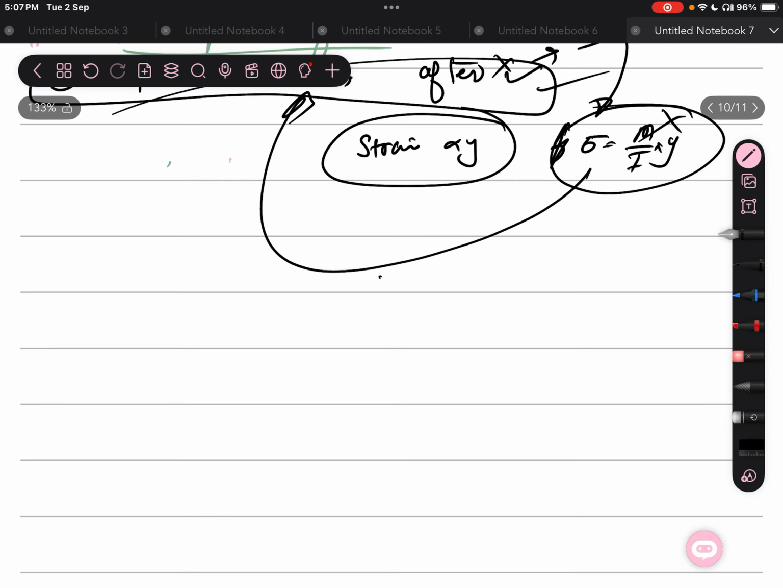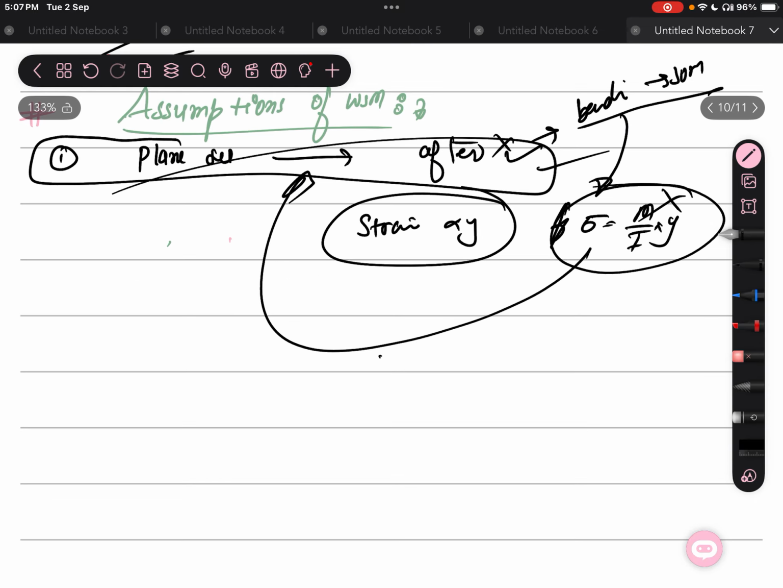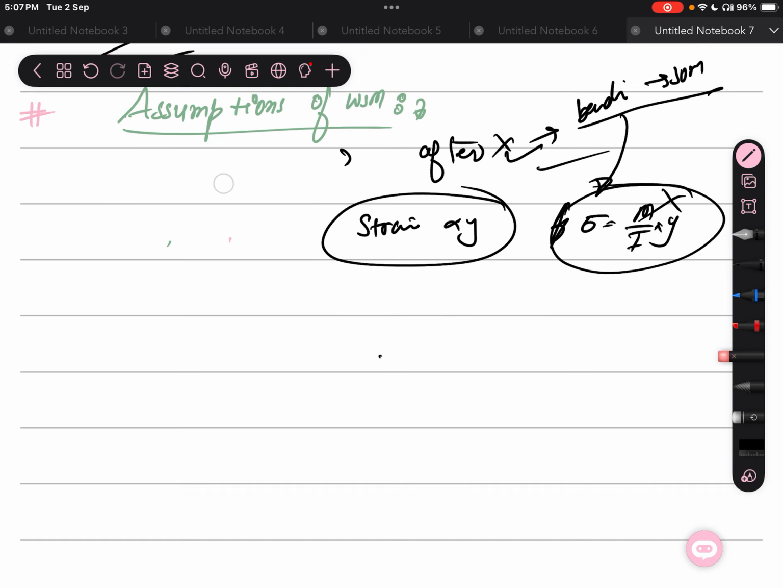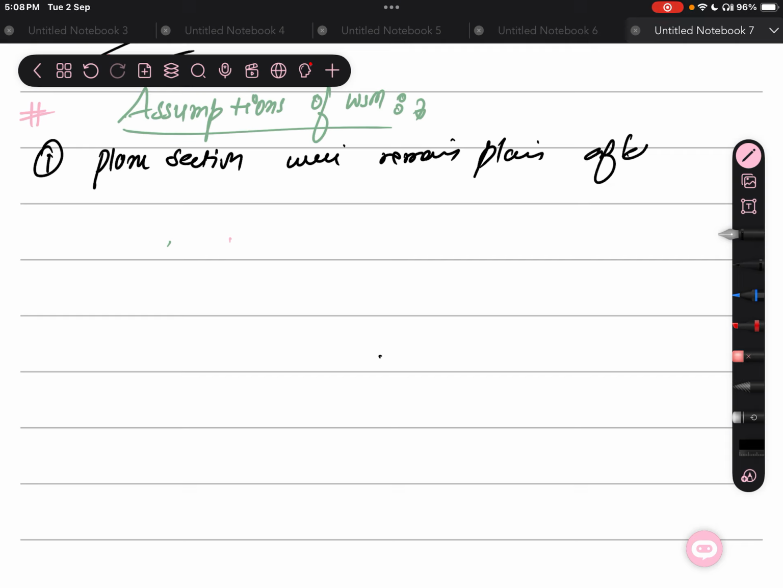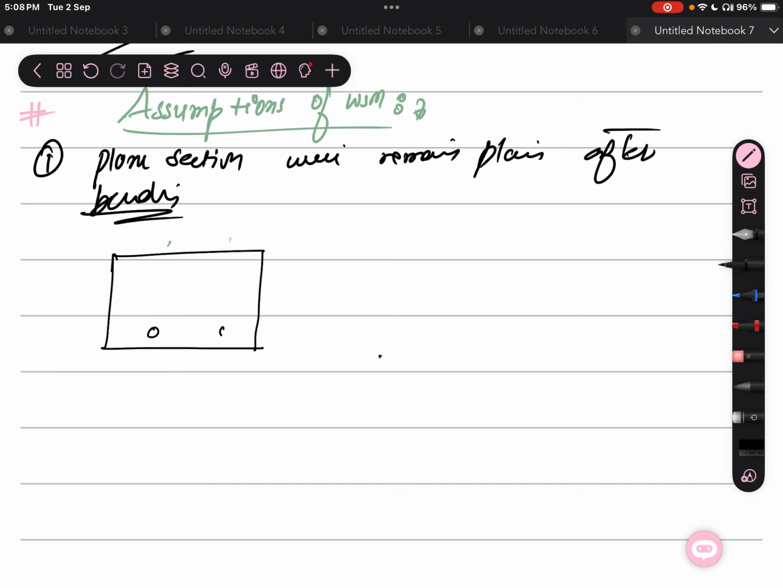So how can we use this assumption now? Plane sections will remain plane after bending. How can we use this? So like this. If we have this section, and this will be its strain diagram.